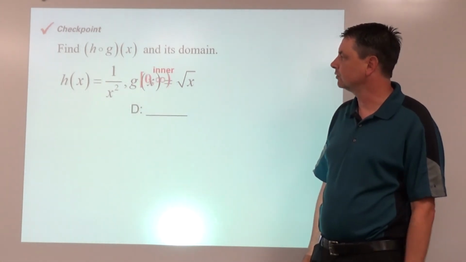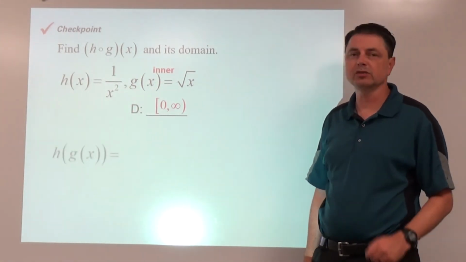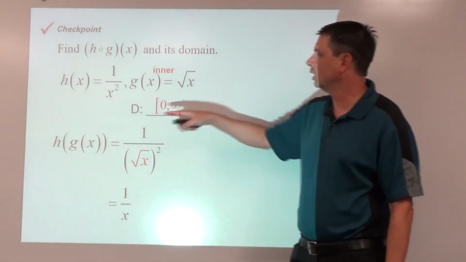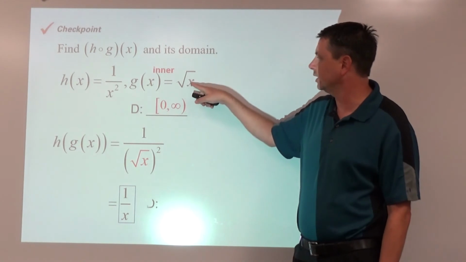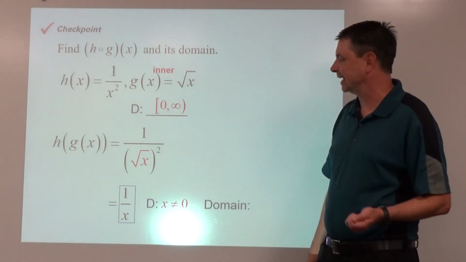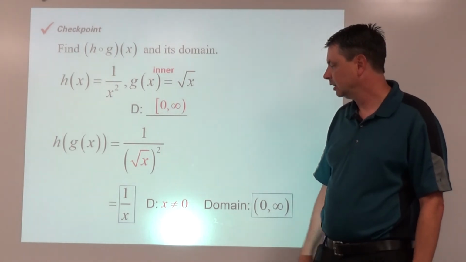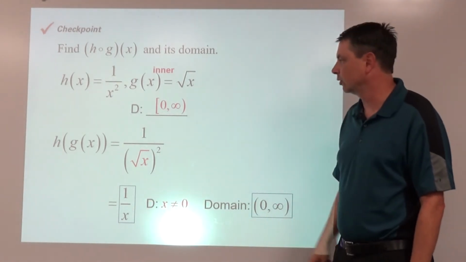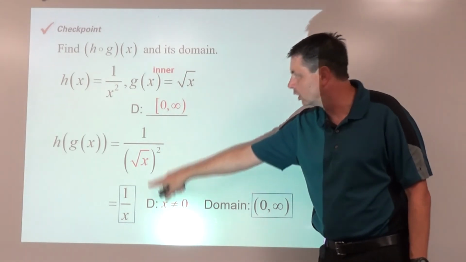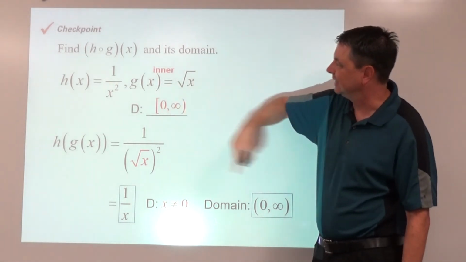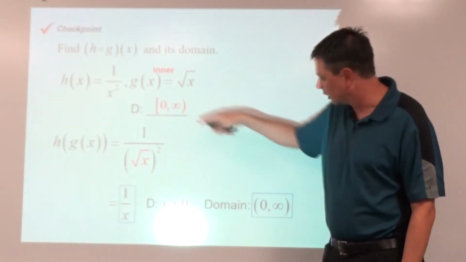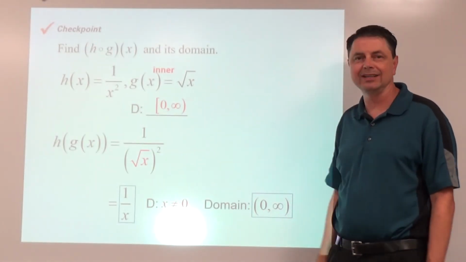Okay, g is the inner function. Its domain is bracket 0, infinity. As we plug it in, 1 over, and replace the x with the inner function, we get the function 1 over square root of x, so that's the composite function. We know that x is not allowed to be 0 there, and if we overlap the overall answer domain with the inner function domain, we have to exclude 0, so we get parentheses 0, infinity.